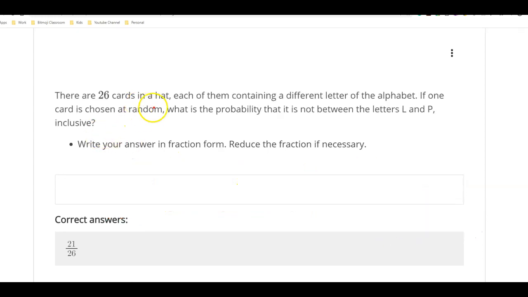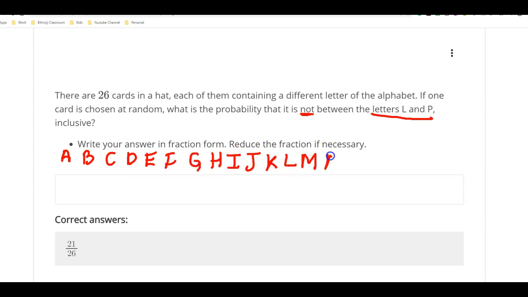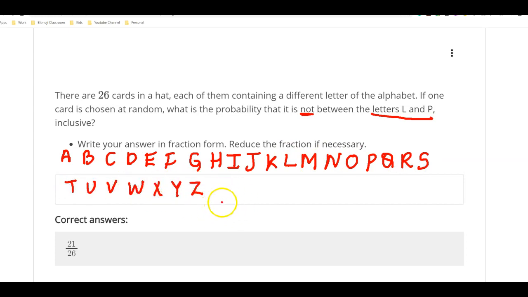There are 26 cards in a hat. Each of them contains a different letter of the alphabet. If one card is chosen at random, what is the probability that it is not between the letters L and P inclusive? So let me write those letters down so you can see. I'm going to start with A, B, C, D, E. Okay, I've written down all my letters.